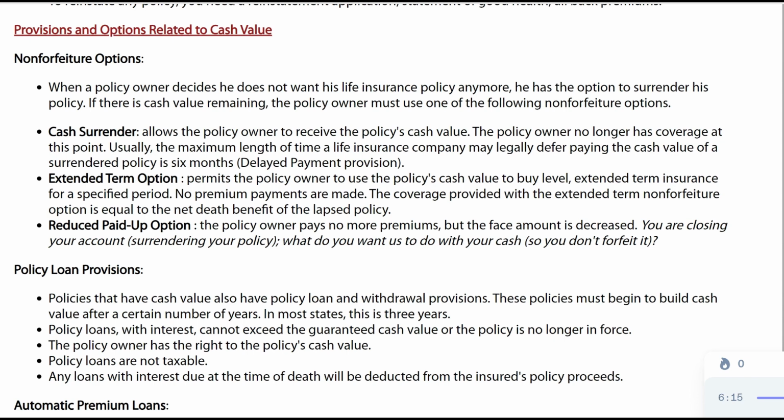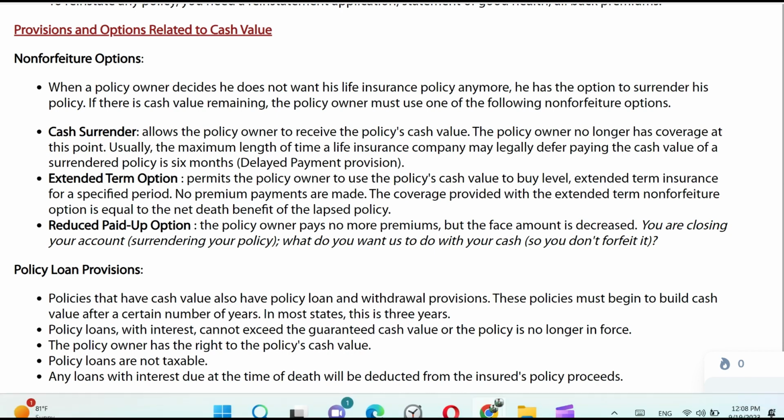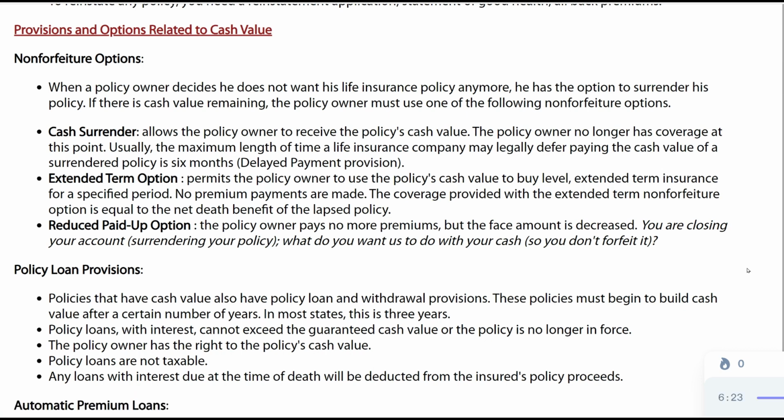Usually, the maximum length of time a life insurance company may legally defer paying the cash value of a surrendered policy is 6 months. Delayed payment provision. Extended term option permits the policy owner to use the policy's cash value to buy level, extended term insurance for a specified period. No premium payments are made. The coverage provided with the extended term non-forfeiture option is equal to the net death benefit of the lapsed policy.